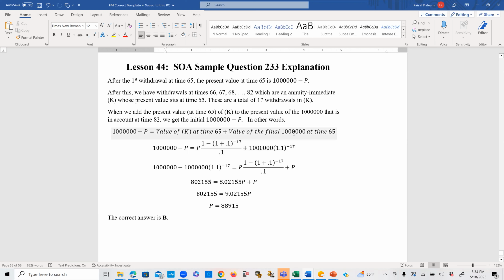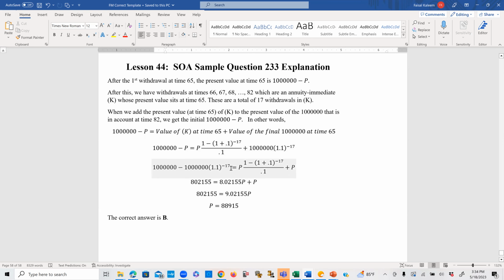Plus, we also need to pull this million back through 17 periods, because there are 17 periods between 65 and 82. This million was the value of the account at time 82, and you pull that back to 65, which is our reference present value. You pull it back 17 periods, so you multiply it by 1.1 to the power negative 17. So that's the equation: the initial present value of a million minus P equals the present value of the subsequent annuity plus the present value of the account value at the end.